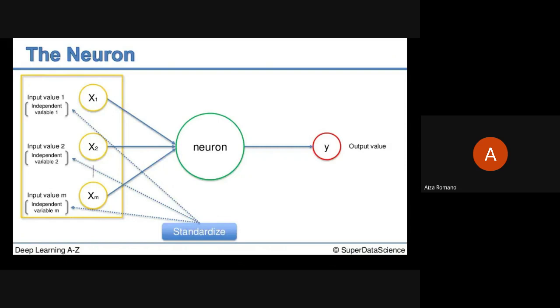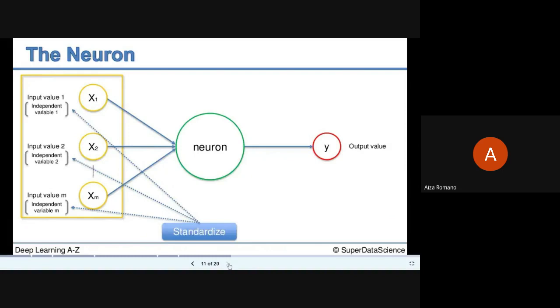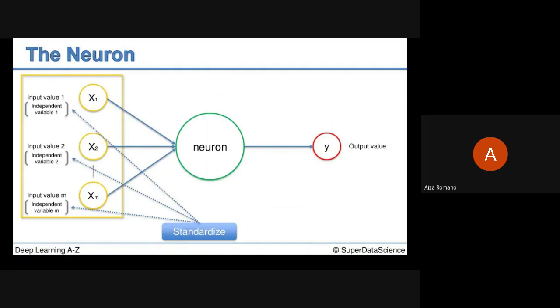So now let's look in a bit more detail at these different elements that we have. So we have the input layer, and we have these inputs, which are in fact independent variables. So independent variable 1, independent variable 2, and independent variable m. The important thing to remember here is that these independent variables are all for one single observation.